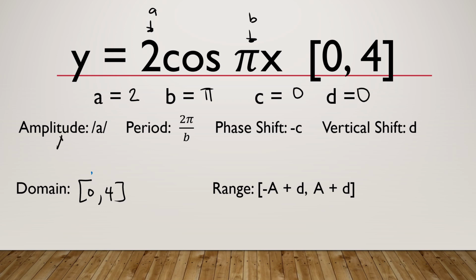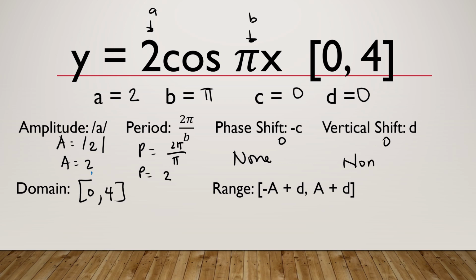After that, let's identify the value of the amplitude. A is equal to the absolute value of our a. Our a is 2, so our amplitude is equal to 2. For period, we have p is equal to 2 pi over, instead of writing b, we will be writing pi. So 2 pi divided by pi, our p is equal to 2, because we can cancel pi on the numerator and denominator. For phase shift, since it is 0, our phase shift is none. And our vertical shift is 0, therefore our vertical shift is none.